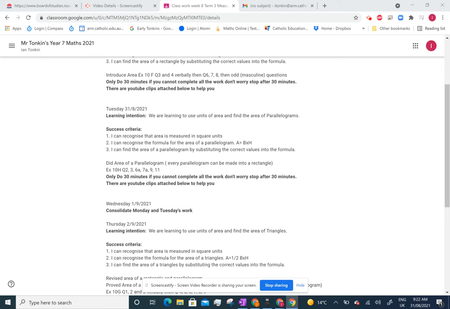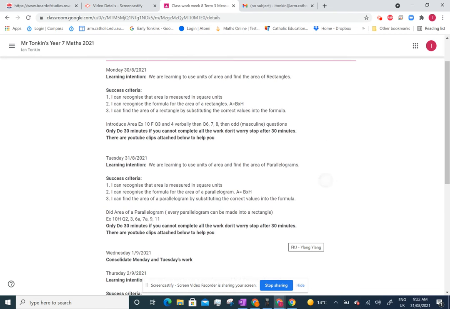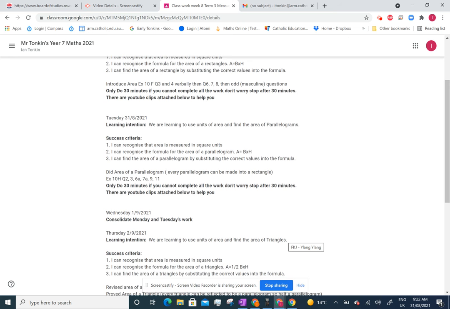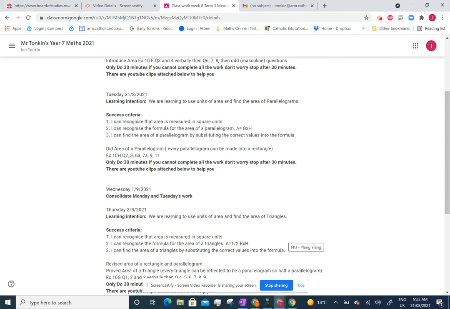Okay, Year 7, we're going to move into the next topic here, which is the area of parallelograms. Now, you might be somewhat confused because the textbook goes in a different order to what we do, but there's a reason as to why we're doing parallelograms first. If you look at our work, you'll see that we go rectangles, which is exercise 10F. We did that yesterday. And we skip 10G, and we do that on Wednesday. We're now going to parallelograms.